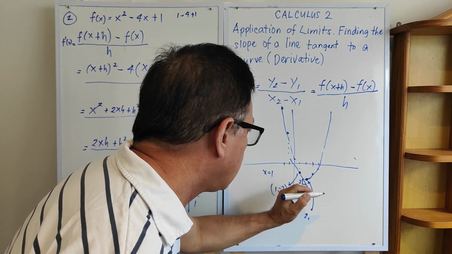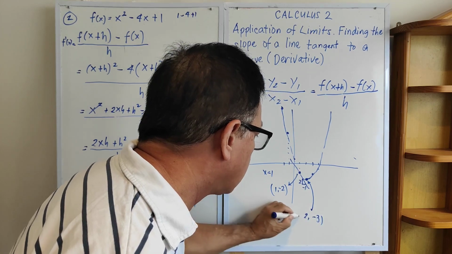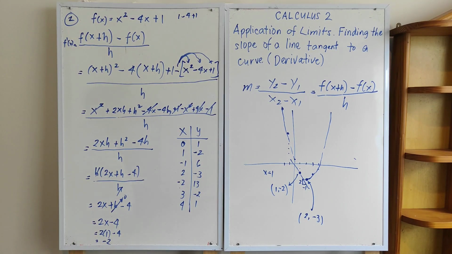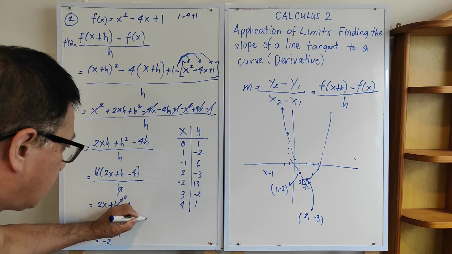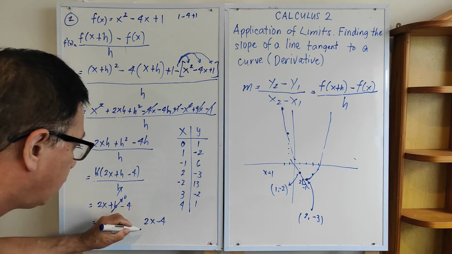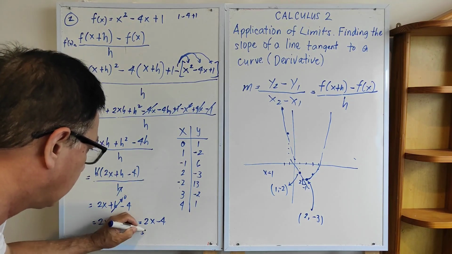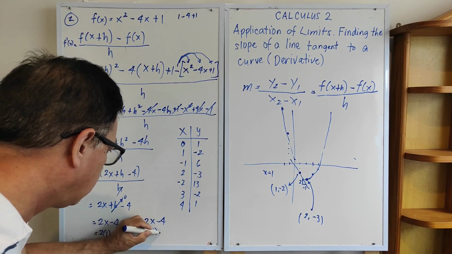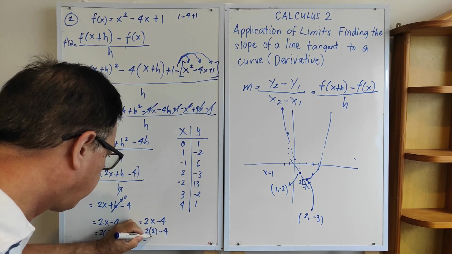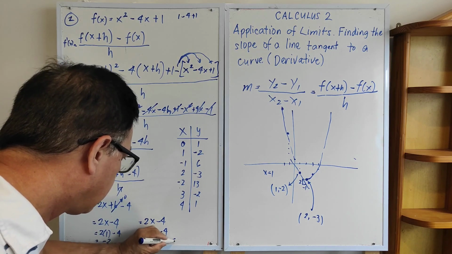2, negative 3. This point is 2, negative 3. Let's get the slope at 2, negative 3. So this is your formula, 2x minus 4. You substitute 2, the value of x, in here. So 2 times 2 minus 4. So 4 minus 4 is 0.